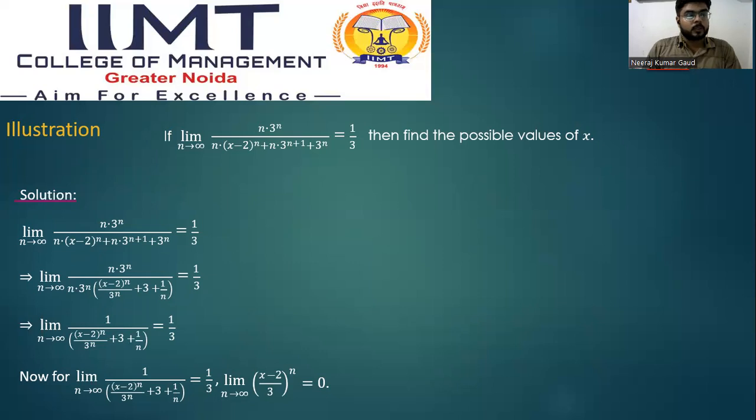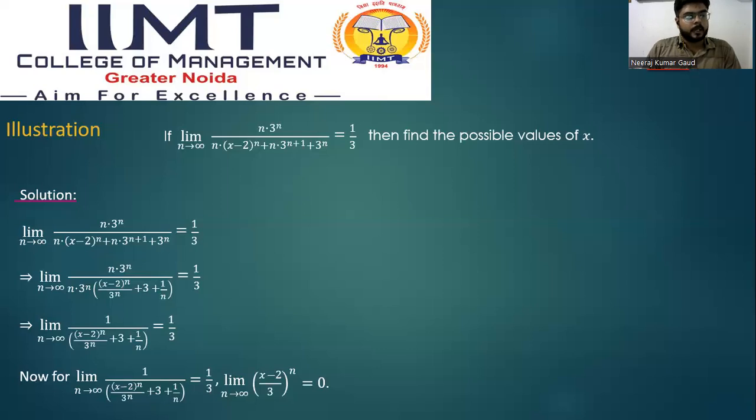Solution. What we have to do is take 3 to the power n common out from the denominator. So we get limit n tends to infinity of n dot 3 to the power n upon n dot 3 to the power n, open bracket, x minus 2 to the power n upon 3 to the power n plus 3 plus 1 by n, close bracket, equal to 1 by 3. We cancel out n dot 3 to the power n from numerator and denominator. We are left with limit n tends to infinity of 1 upon x minus 2 to the power n upon 3 to the power n plus 3 plus 1 by n, equal to 1 by 3.